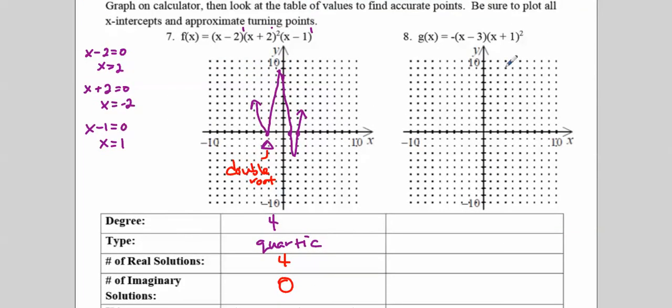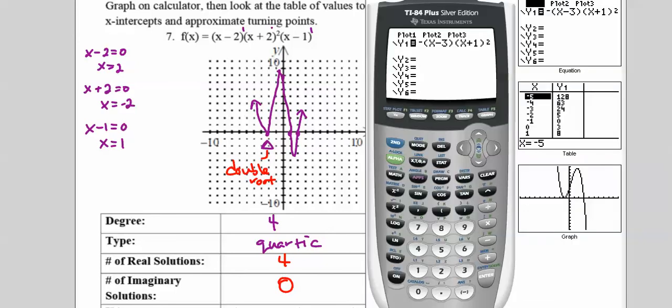Okay, and this time I can look at my factors and see that I'm going to have an x-intercept at +3 and at -1. And I'm going to predict that this x-intercept is going to be a bounce because the factor's squared. Don't miss this negative here when you type this on the calculator. Okay, so press y equals and enter your new equation for number 8, and then press graph.